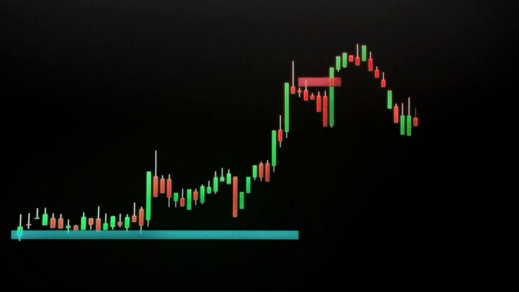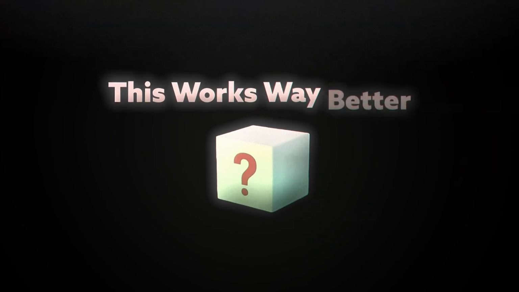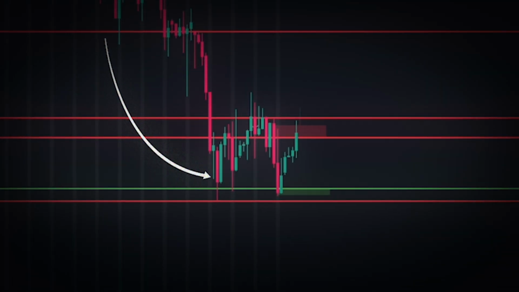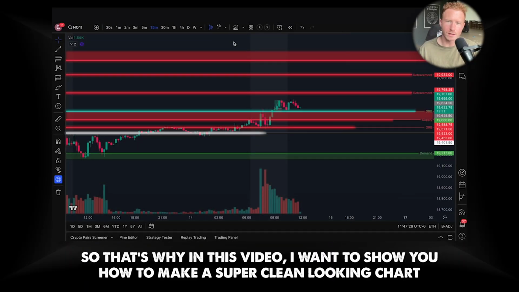In this video, I want to show you why you should stop using support and resistance because this works way better. Now, most people will see a high, they'll see a low, they'll go on all these different time frames and start marking all kinds of different support and resistance levels. And before you know it, you have 80 different lines on your charts and you don't know which one to actually use or trust.